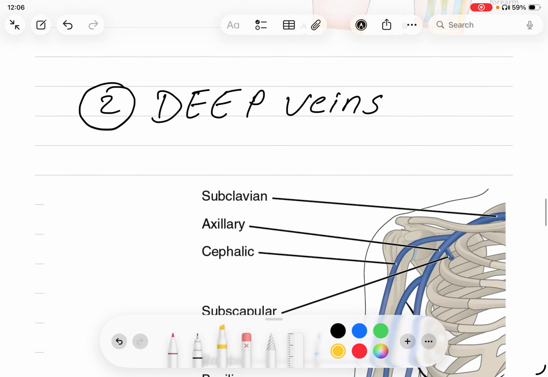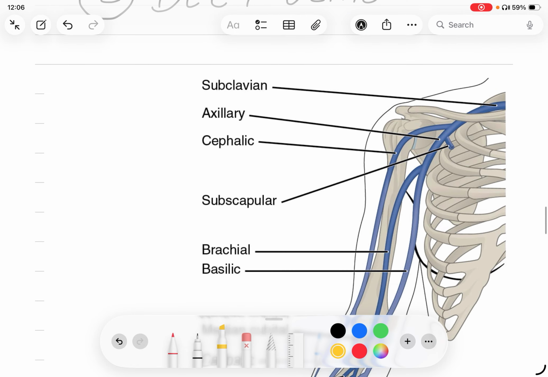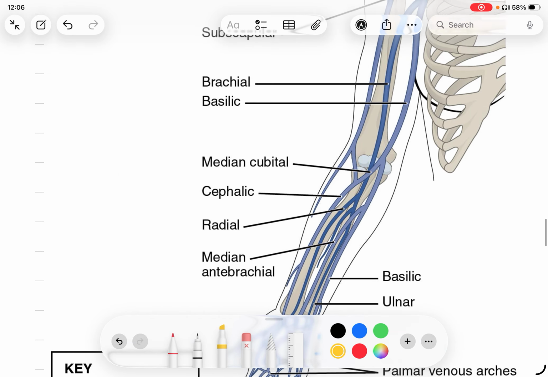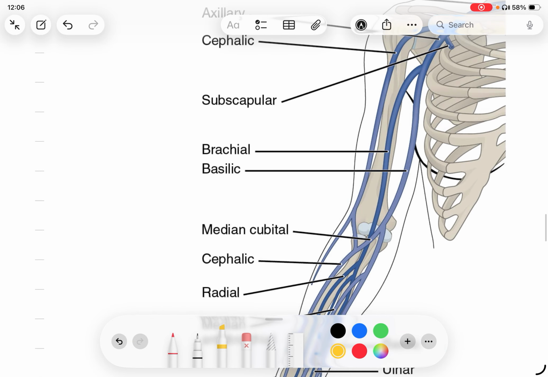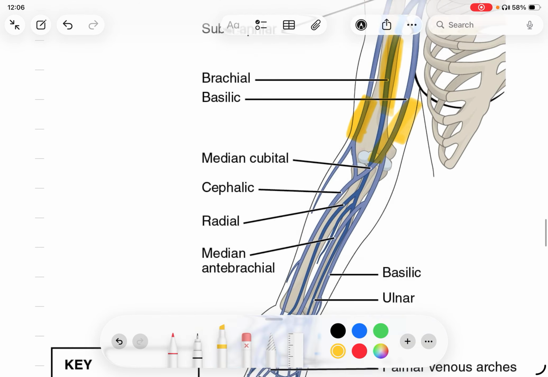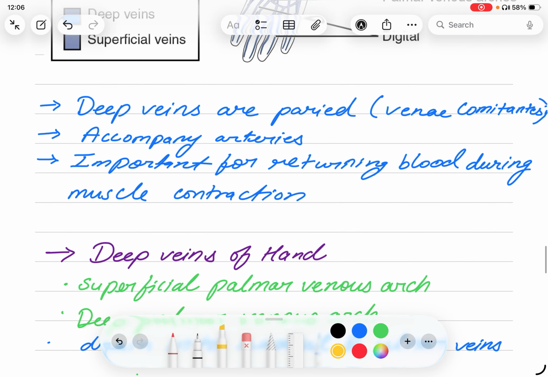Now come on to the deep veins. Like here you see in that diagram, the dark blue ones are the deep veins, and the light blue ones are the superficial veins. So the deep veins are paired veins. They are venae comitantes and accompany arteries. Important for returning blood during muscle contraction.